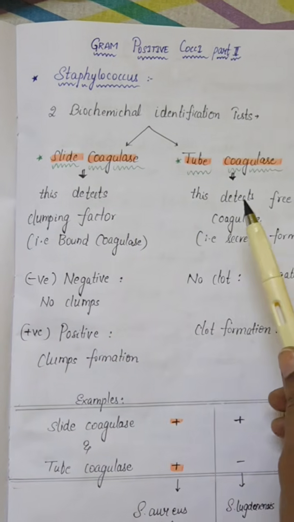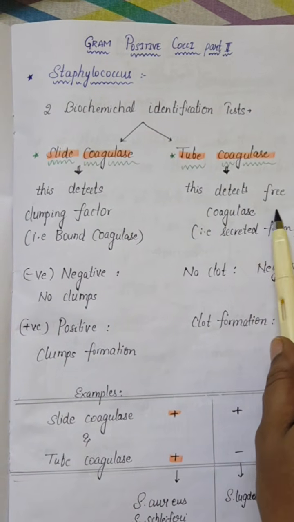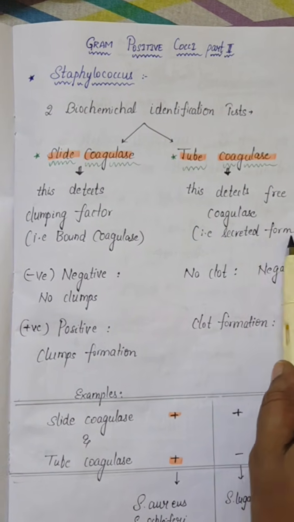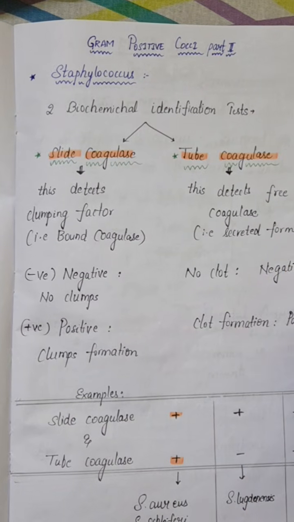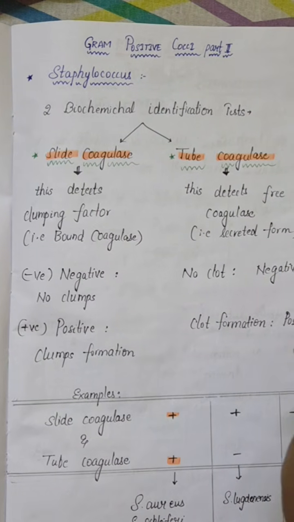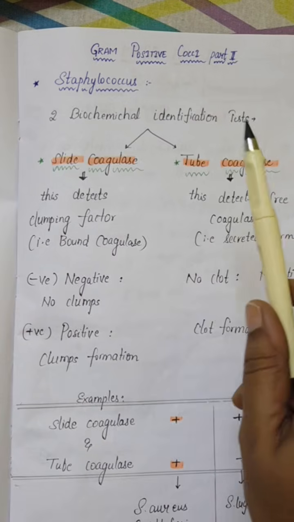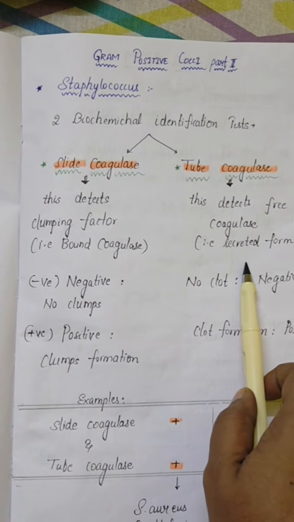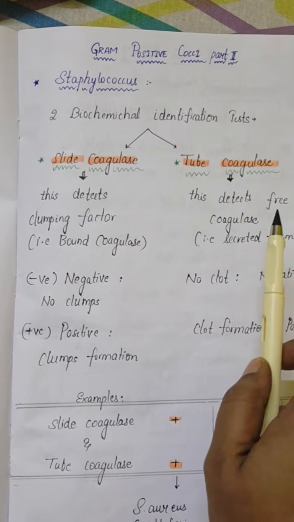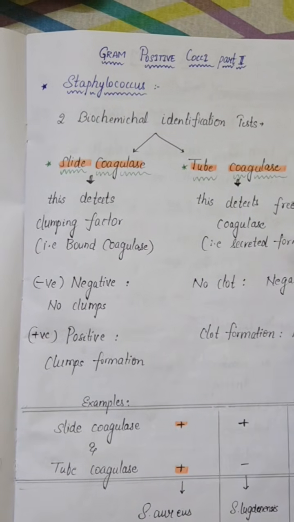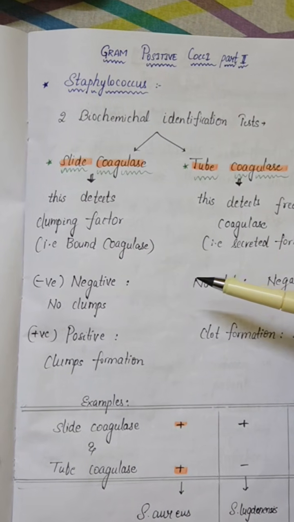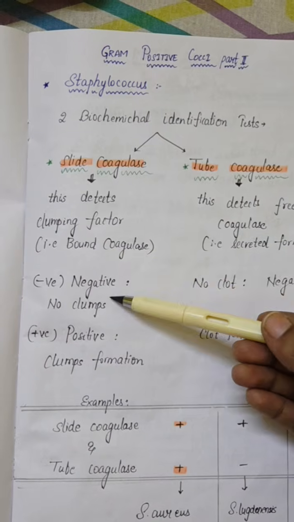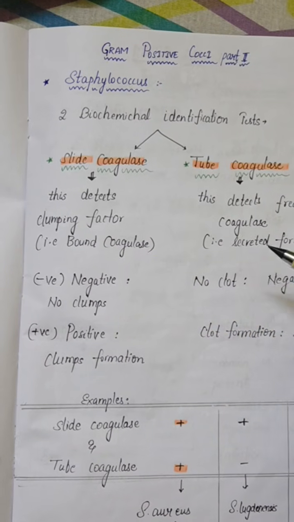Whereas tube coagulase is a test that detects free coagulase, which is a secreted form produced by the organism. So this is the difference between slide coagulase and tube coagulase. Slide means bound coagulase, tube means secreted form of coagulase. This is the commonly used test in differentiating the Staphylococcus species into Staphylococcus aureus and other Staphylococcus species.